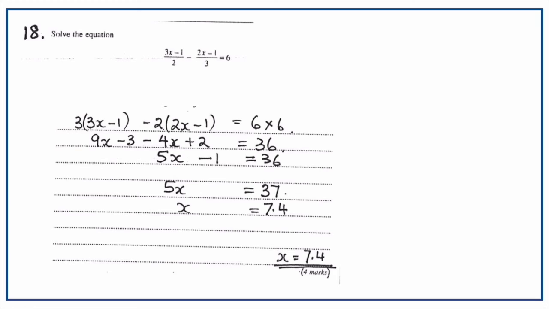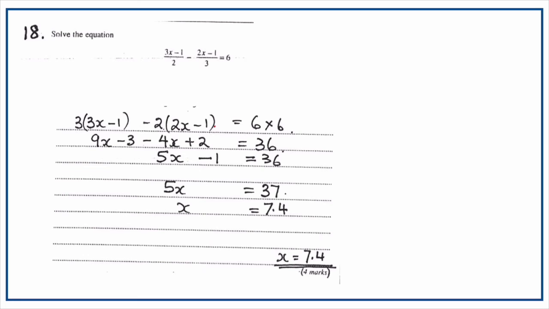So we expand by removing brackets. So 3 times 3x is 9x, and 3 times minus 1 is minus 3, minus 2 times 2x is minus 4x, minus 2 times minus 1 is plus 2, because minus times minus is plus, equals 6 times 6 is 36. Let's collect like terms. 9x minus 4x is 5x, minus 3 plus 2 is minus 1.